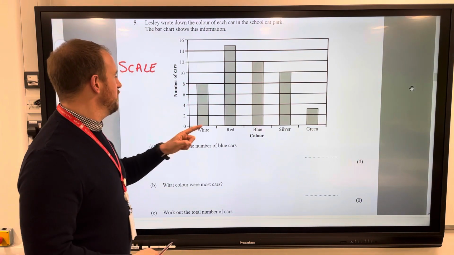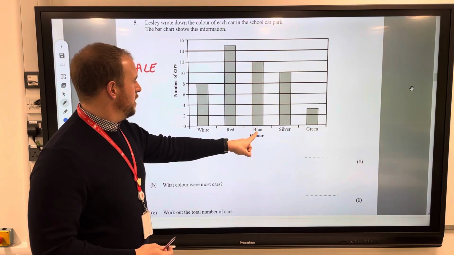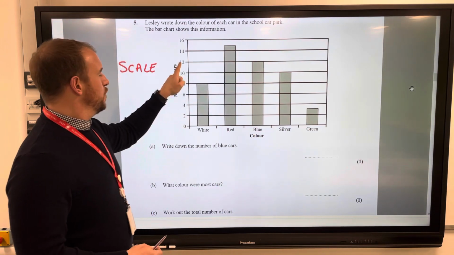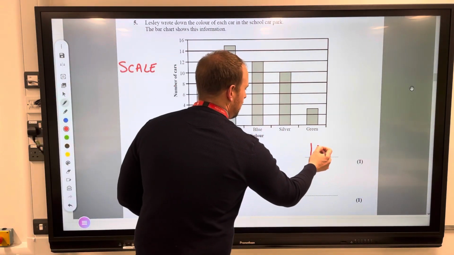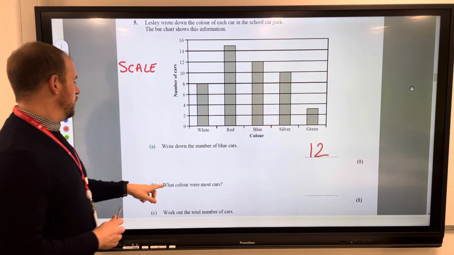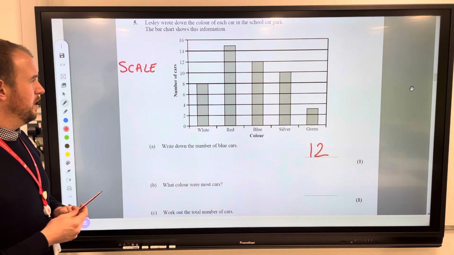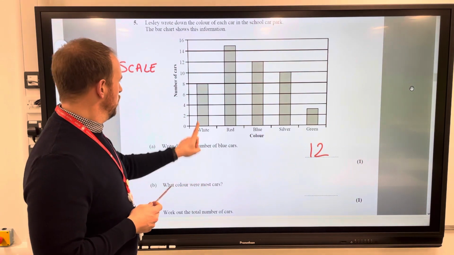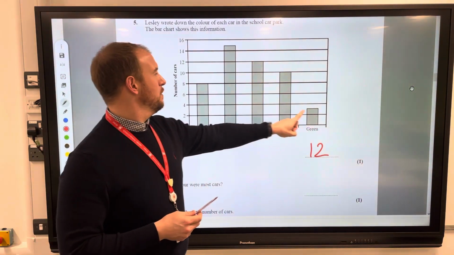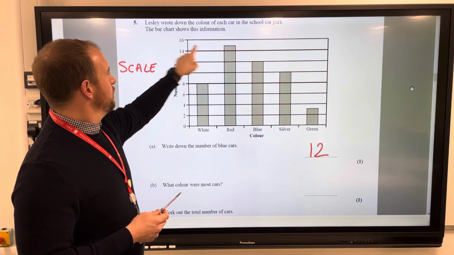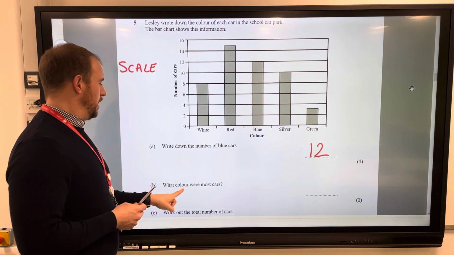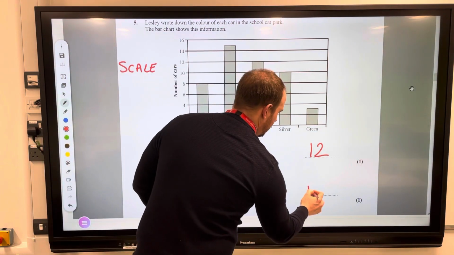So write down the number of blue cars. Well, blue is here, up to 12. So there are 12 blue cars. What colour were most cars? Well, looking at that, which one of these has the highest number, which one's the most? There's red with 15. So the colour would be red.